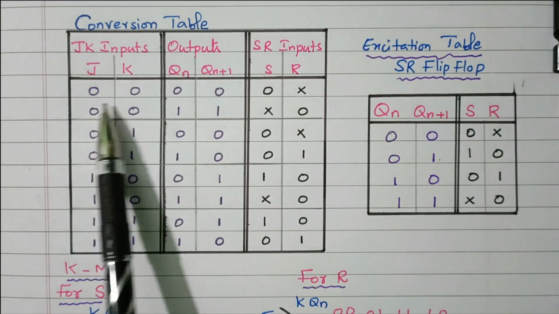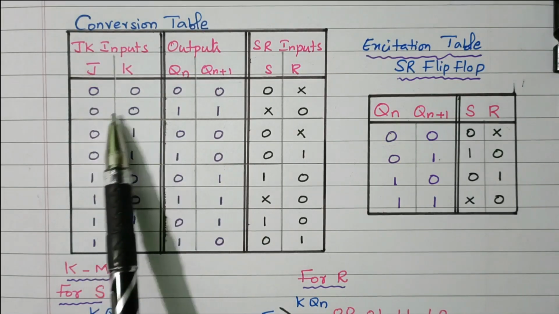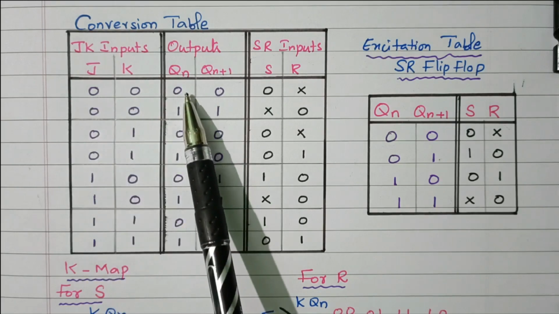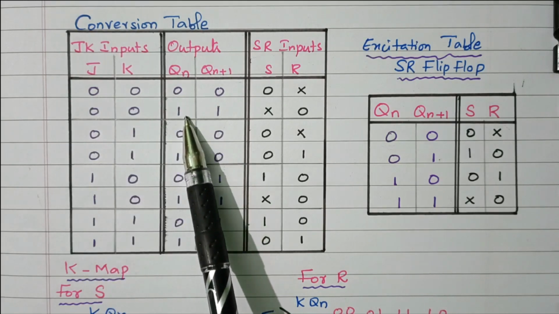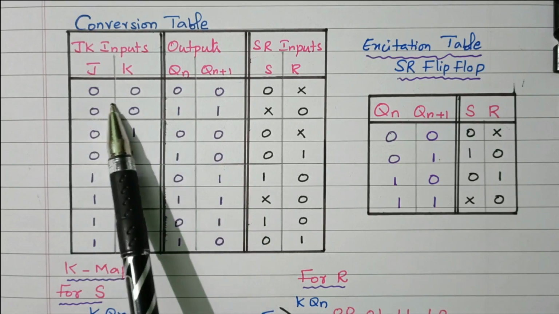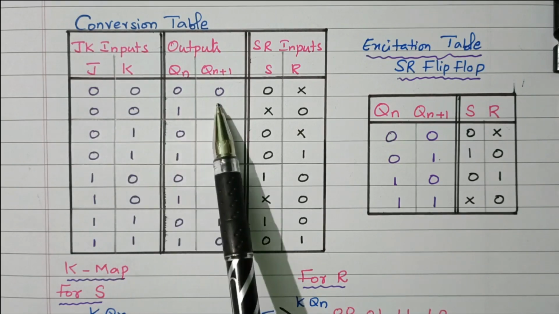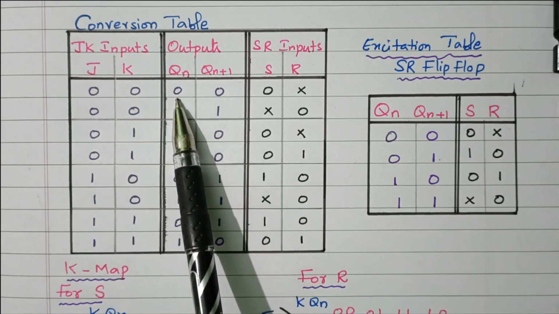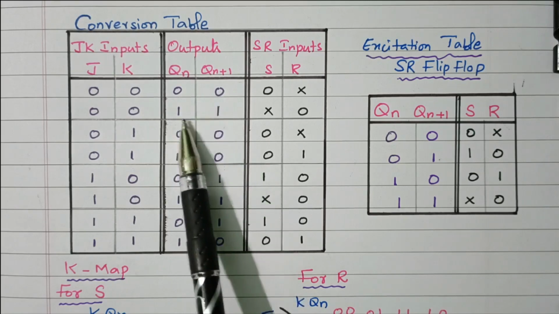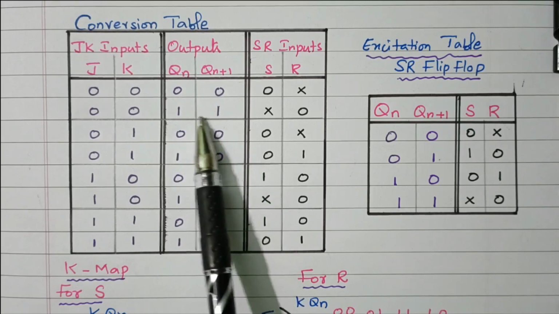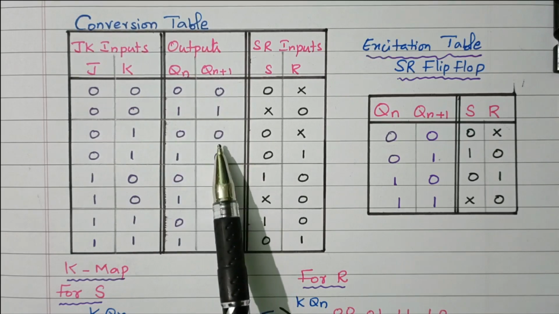First, J and K both are 0, with 2 possibilities. Qn may be 0 or Qn may be 1. So both inputs are 0 means there is no change in the next state. Present state 0 means next state also 0. 1 means 1. There is no change. This is called the no change state.